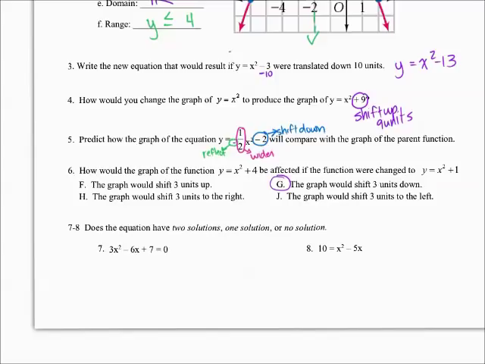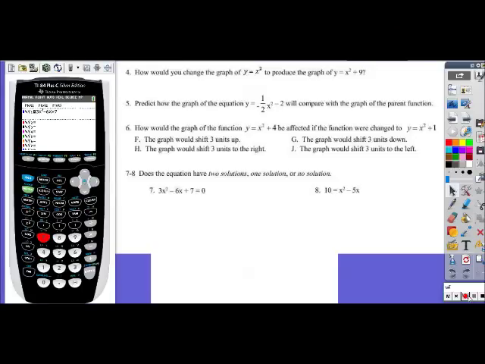For number 6 and 7, you need to grab your calculator. Anytime you want to know how many solutions one of your equations has, it has to be set equal to 0. And then you can plug it into your y equals and look at the graph to see how many times it touches the x-axis. So I've already put number 7 in y equals. Now I'm going to press graph.